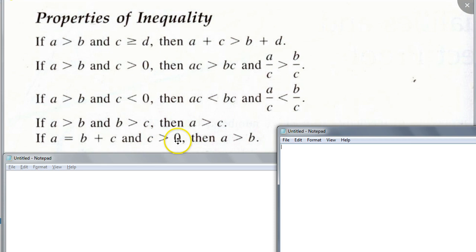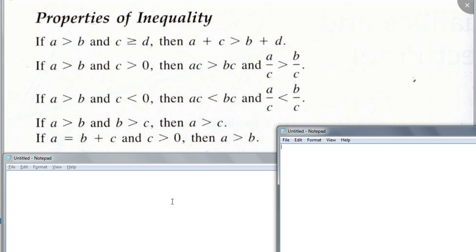Maybe if you're writing this down, you should highlight it or put a star here. C has to be greater than 0 for this to work, right? If it wasn't, it's not going to work. That's why we have this condition here. If it wasn't greater than 0, it won't work. Any questions?